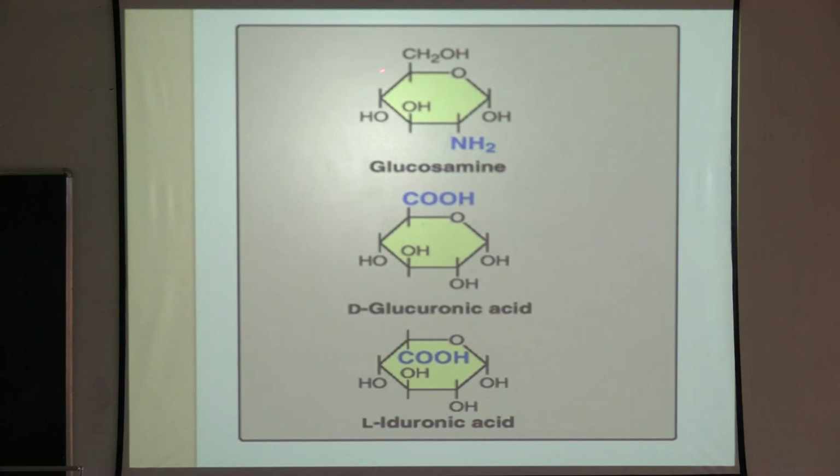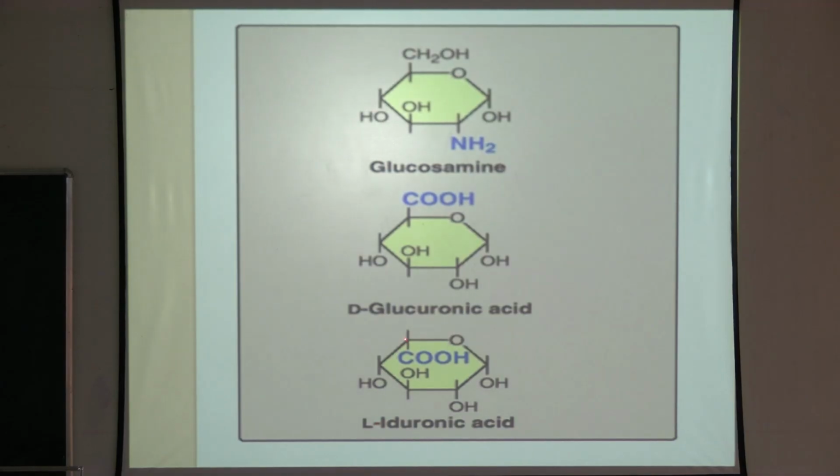Can you appreciate the structure of glucose with the amino group at C2? So this is simple glucosamine. This is glucuronic acid, where the COOH group is above the ring. In iduronic acid, it is within the ring. Both are acids of glucose. This basic structure is similar to glucose, but it is the acid form of glucose, known as glucuronic acid, D form, and iduronic acid, L form.